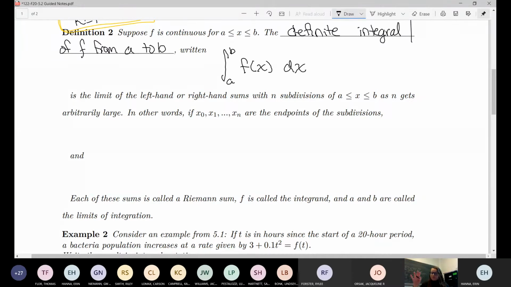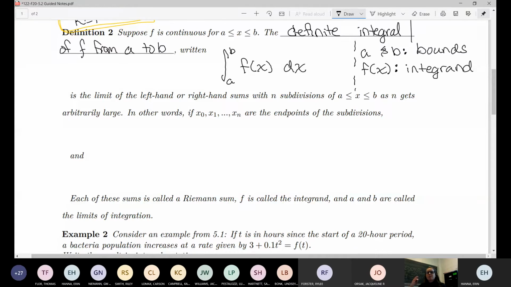Now, the a and b are what we're going to call our bounds, and the f of x is what we're going to call the integrand. So if I say integrand, I'm referring to that function, and if I talk about bounds, I'm referring to those numbers on the bottom and the top of that integral symbol. So that squished s is an integral symbol.